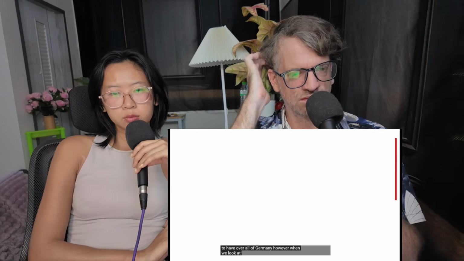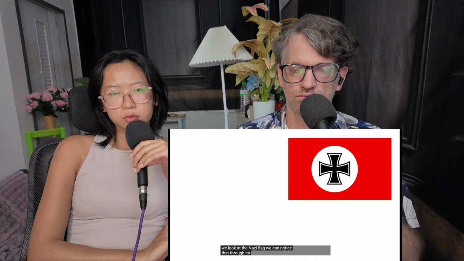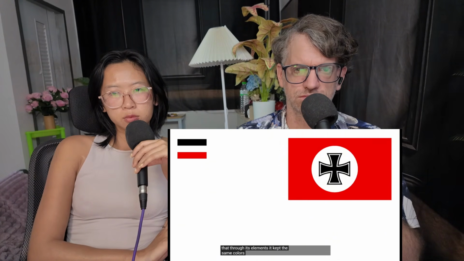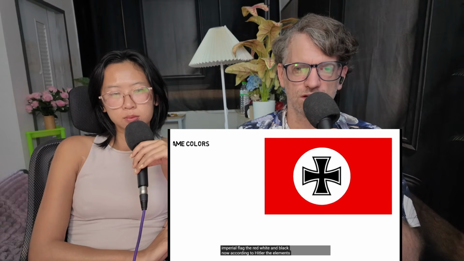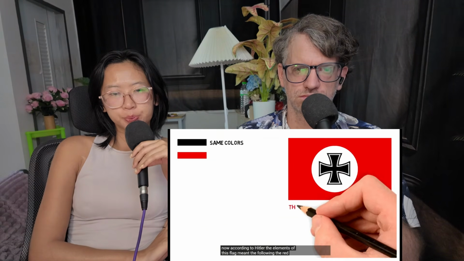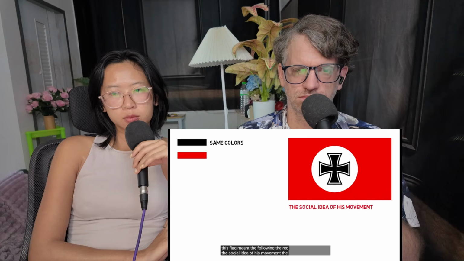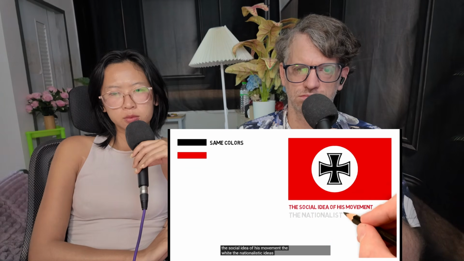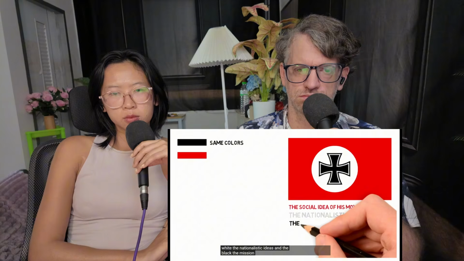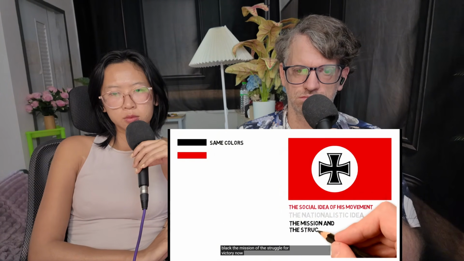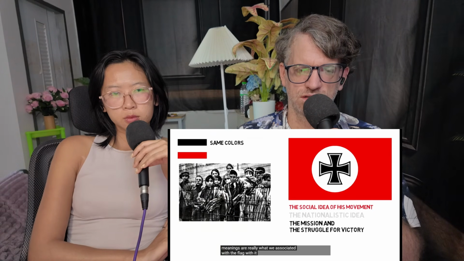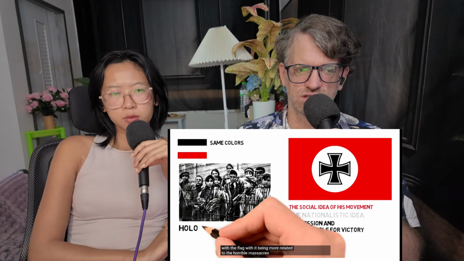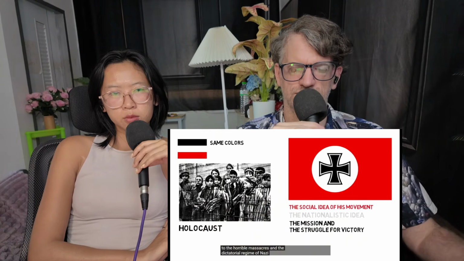However, when we look at the Nazi flag, we can notice that through its elements, it kept the same colors as the previous German imperial flag, the red, white, and black. Now, according to Hitler, the elements of this flag meant the following. The red, the social idea of his movement. The white, the nationalistic idea. And the black, the mission of the struggle for victory. Now, of course, none of these meanings are really what we associate with the flag, with it being more related to the horrible massacres and the dictatorial regime of Nazi Germany.